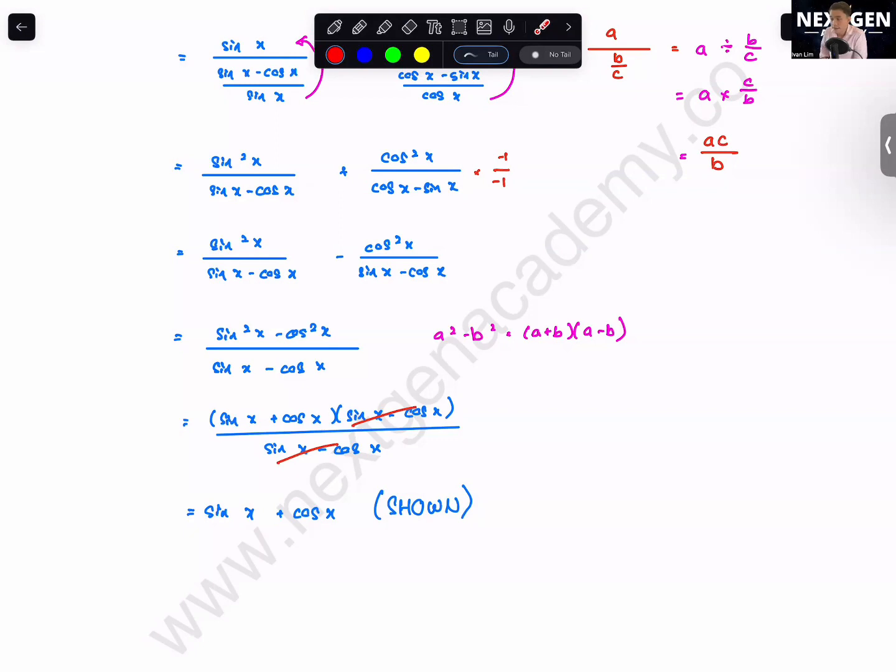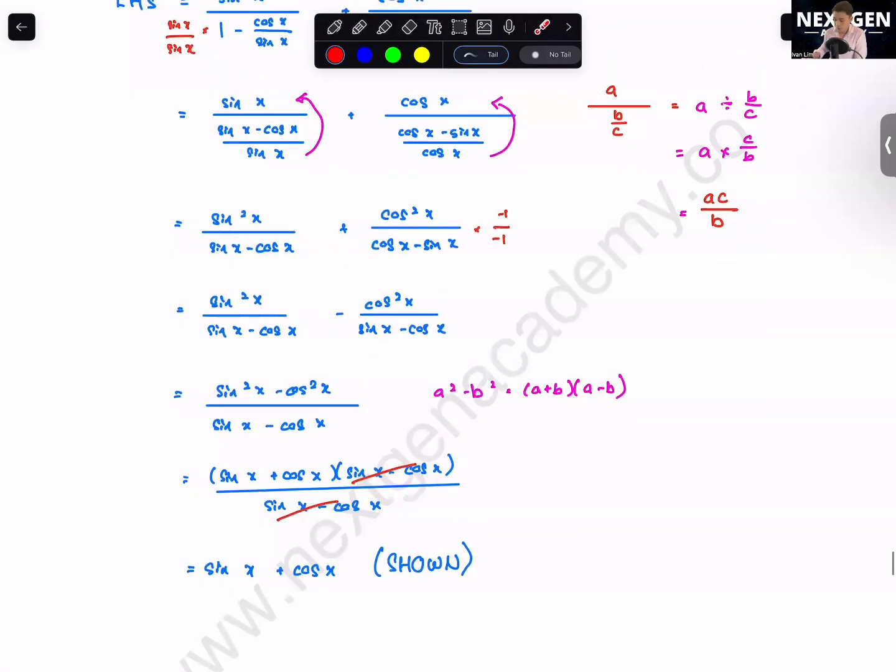Okay, if you use any other ways, you will still get the answer. That means if you use the trigo identity, it might be a bit longer, but it doesn't matter. As long as you can get the final answer, you will be correct. There are various ways that you can do it. Okay, we are going to do one last final question for today.